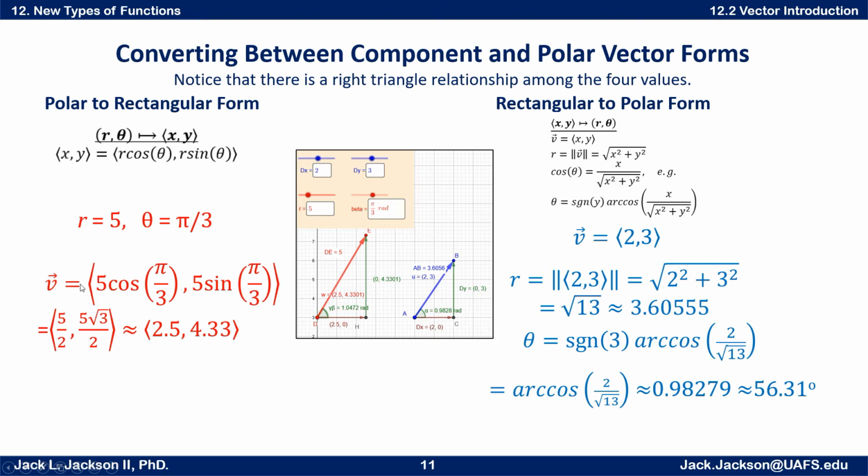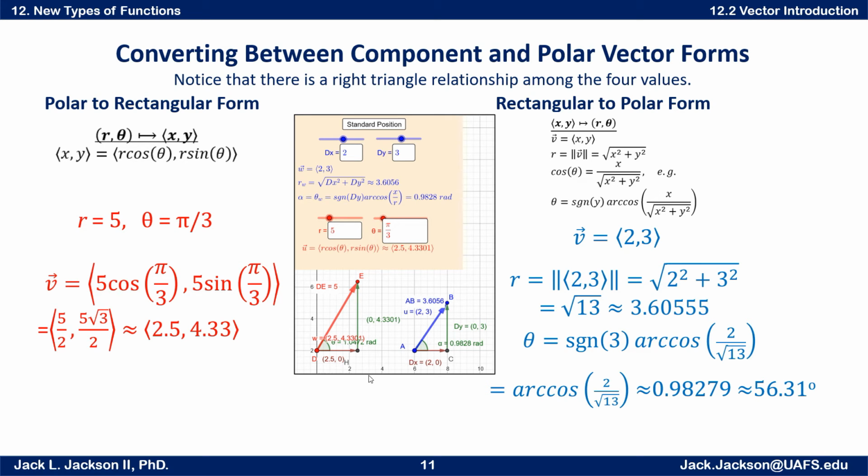Let's look at a couple examples. Here they are in the little application again. The red one, we have r is 5, and here it says beta, but it's theta down here, is pi over 3. Let me fix that. Okay, here's a slightly updated picture. So this red vector has r is 5, theta is pi over 3, and we see that here. And so what is the vector in component form?